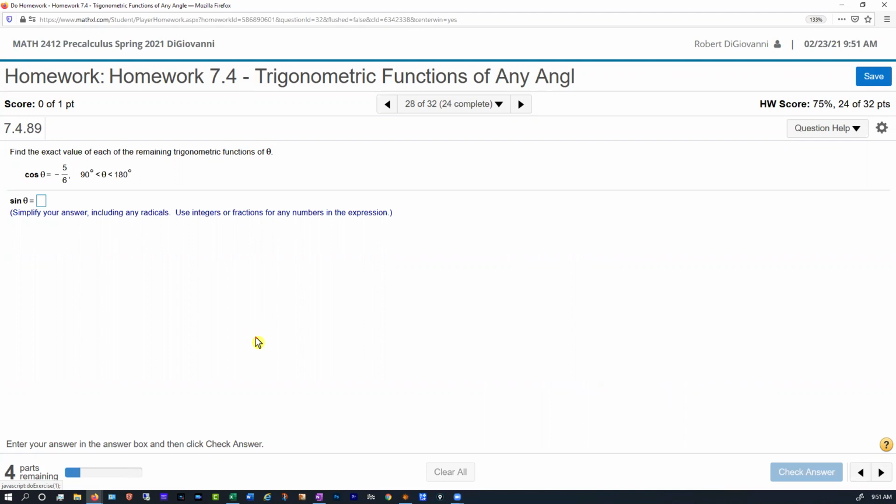All right, another good question I like. Let's see, find the exact value. Okay, so they're telling us that we're between 90 and 180 degrees, so we're not down here. Oh, no, I just messed that up.